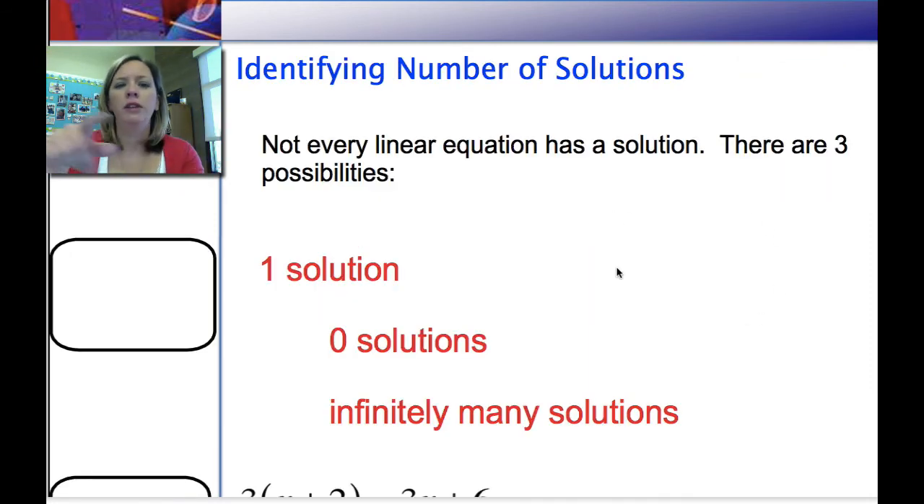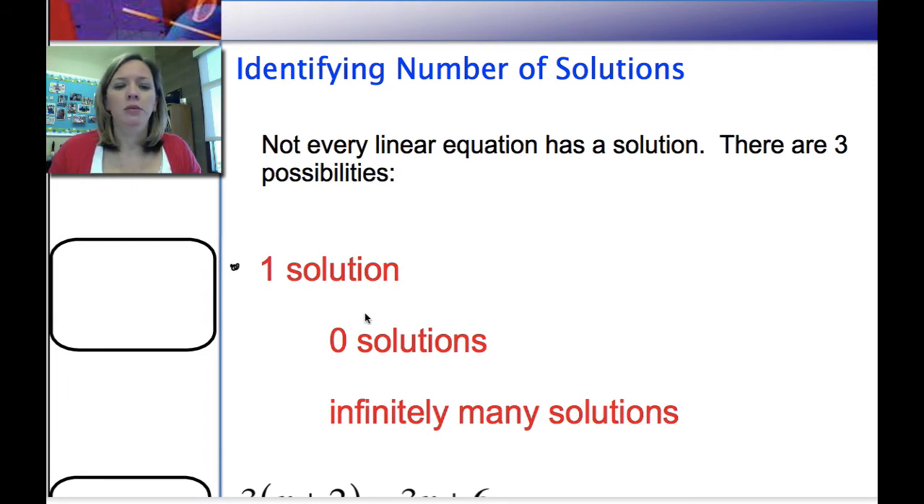Okay, so the last thing that we have to talk about is figuring out how many solutions an equation might have. Not every single linear equation is going to have a solution. Sometimes equations don't work. So there's 3 different possibilities that could happen. The first possibility is, like all the problems that we've been looking at so far, there's one solution to the equation. Okay, all the examples we looked at today, all the examples that we looked at in this unit up until today have all had one solution.